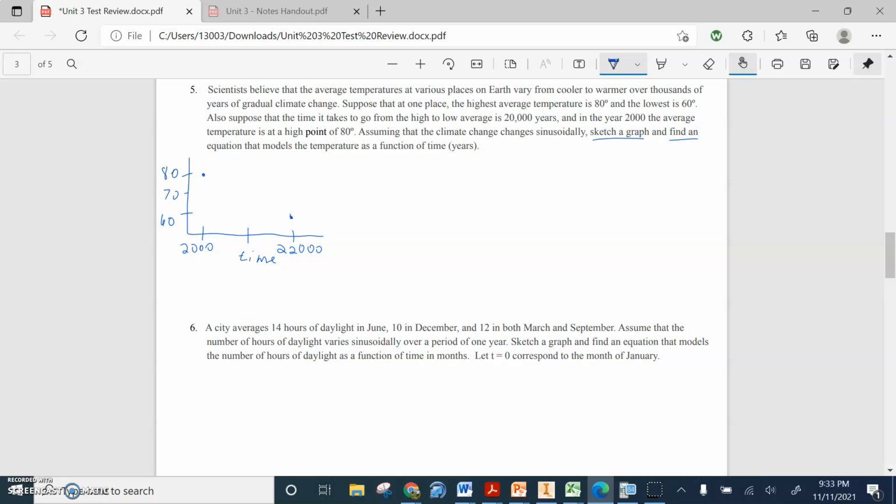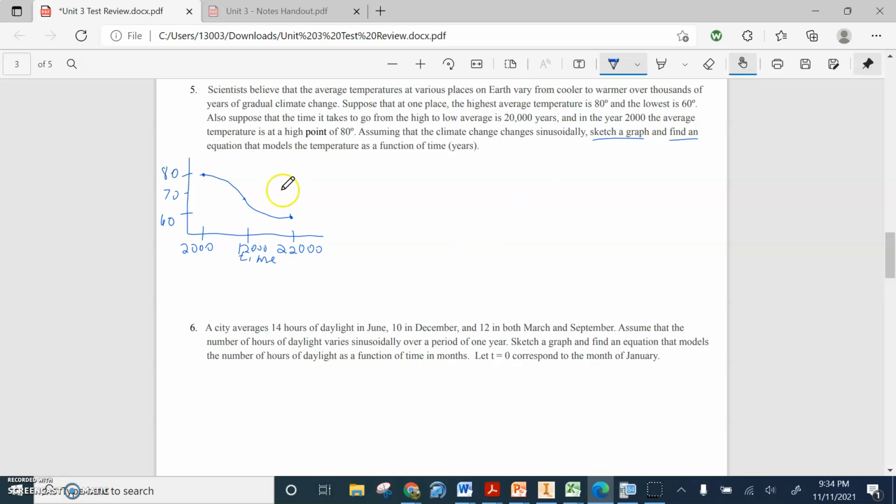So halfway in between, at 12,000, we're at that 70 mark. So this curve is implying that we have a sinusoidal curve that looks like that. That's all the information we're given. Now let's write a sine or cosine curve.